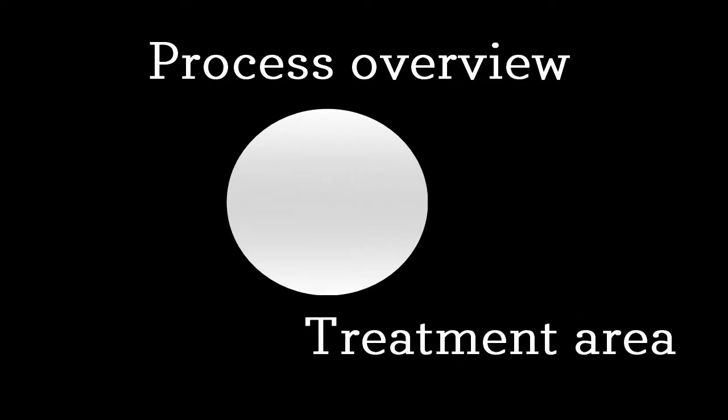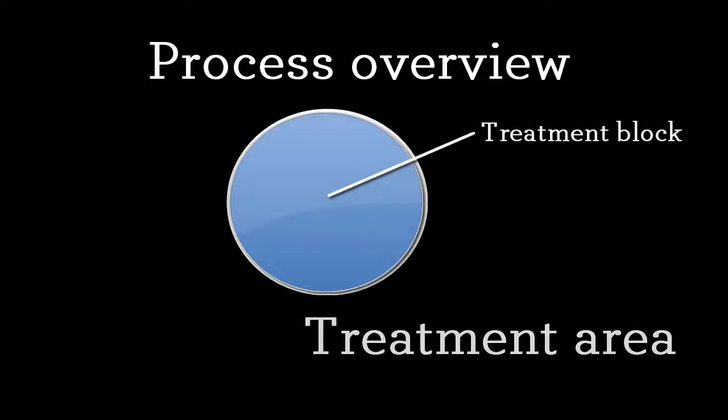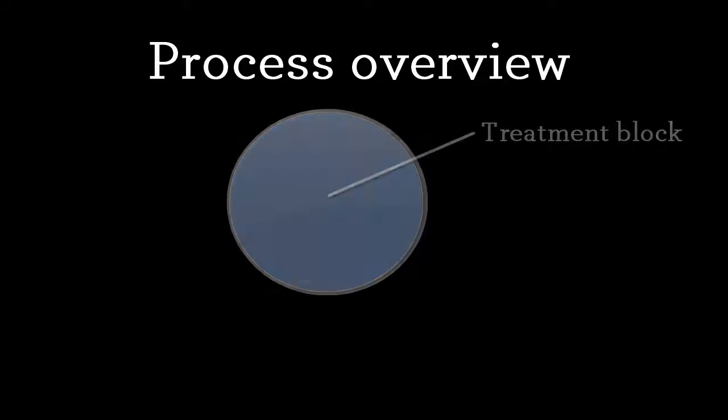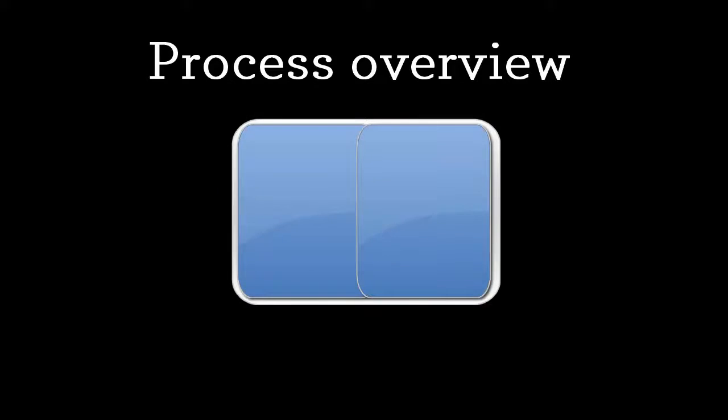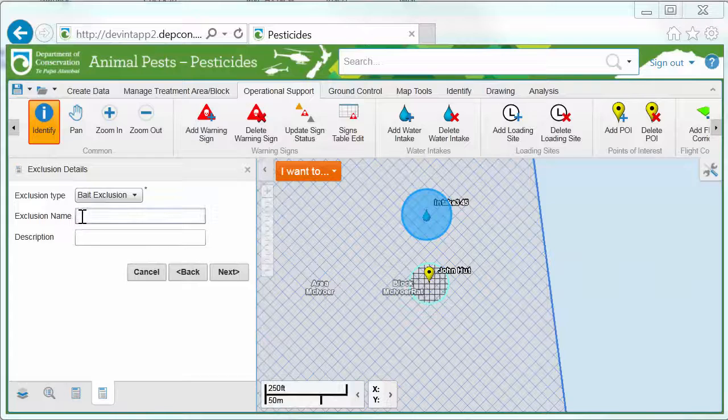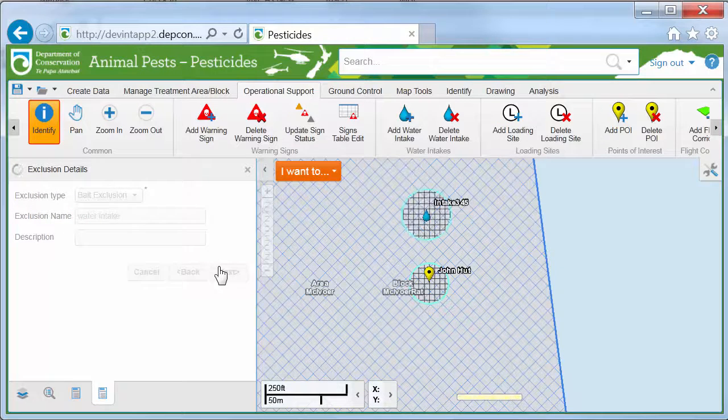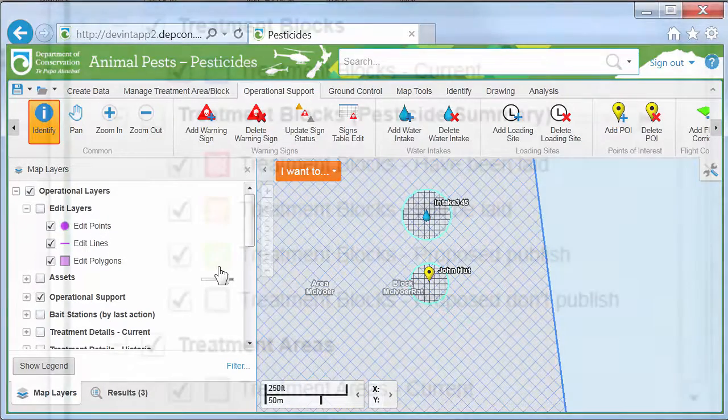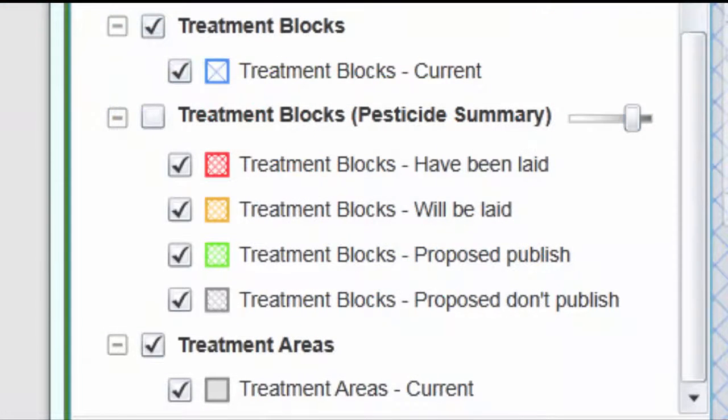Process overview. A treatment area is automatically created when a new block is added. One treatment area can contain one or more treatment blocks. Adding a new block to an existing area automatically updates the underlying area. Once this is done, operational details can be added with exclusion areas defined around water intakes or huts. The status of a block changes as the operation proceeds and can be seen in the pesticide summary group layer.